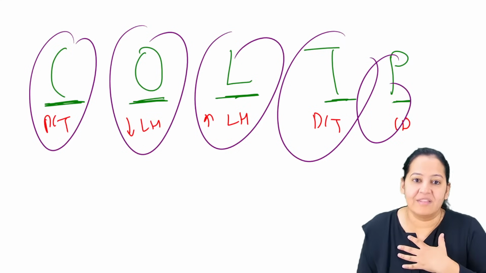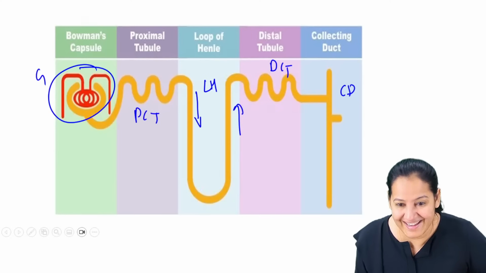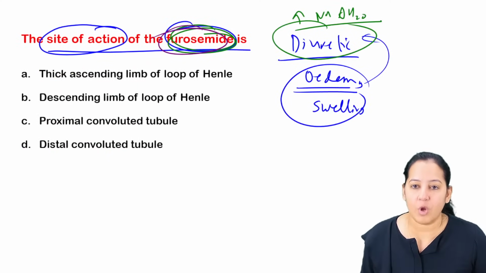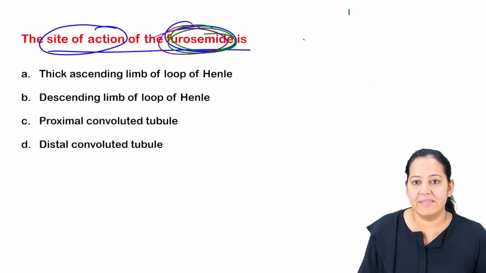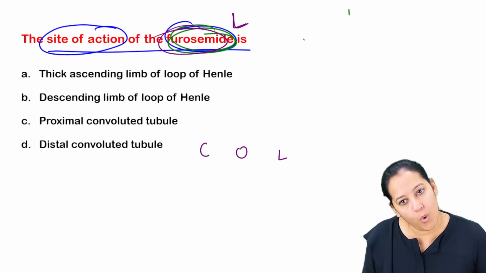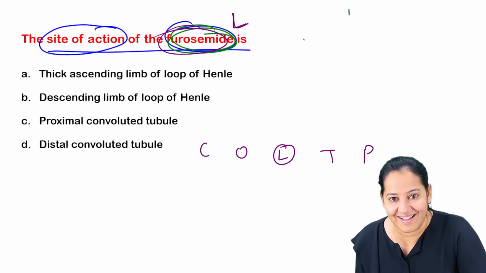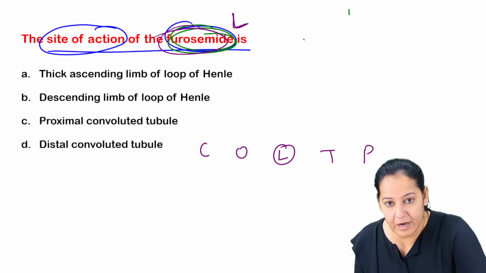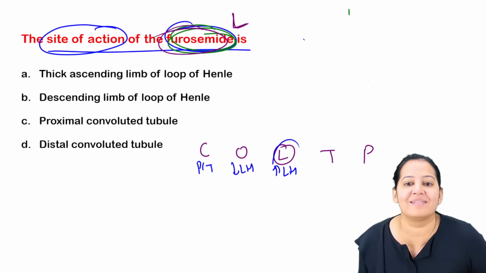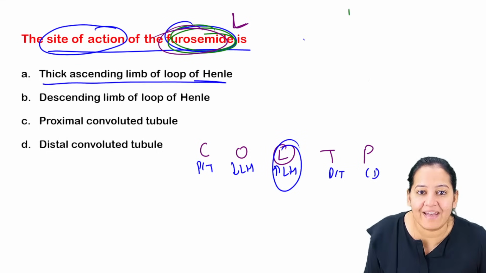And I am assuming that you know the classification. You know the name of the drugs in each category. I am assuming that. If you don't know, please learn that. Now read your question. You get many questions on that. They are asking for furosemide. What is furosemide? It's a loop diuretic. So instead of furosemide, learn the word L. Where does the L act? So the mnemonic is COLTP. This one is PCT, this one is descending limb of loop of Henle, this one is ascending. So my answer is ascending limb of loop of Henle. This one is DCT and this one is collecting duct.